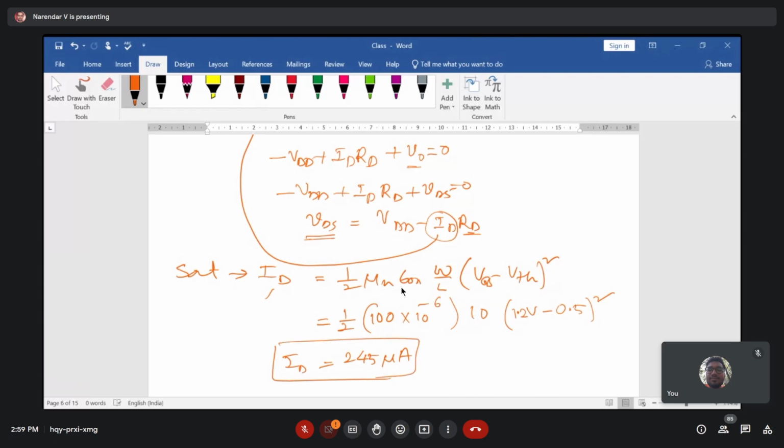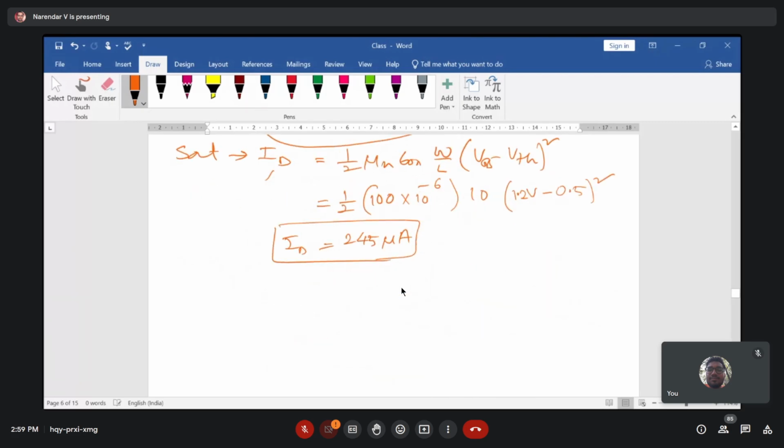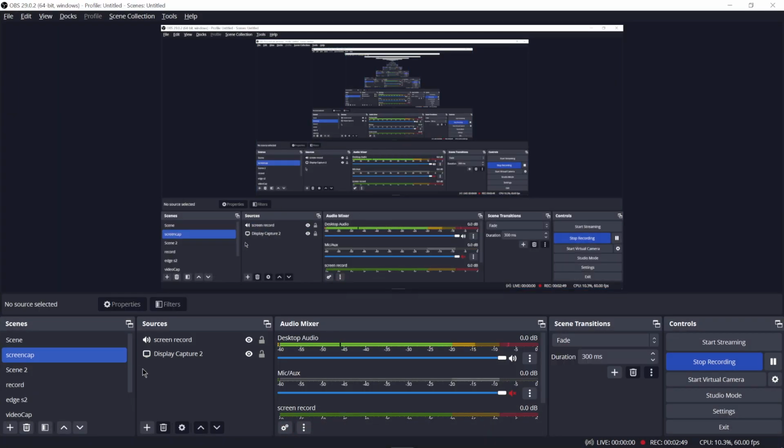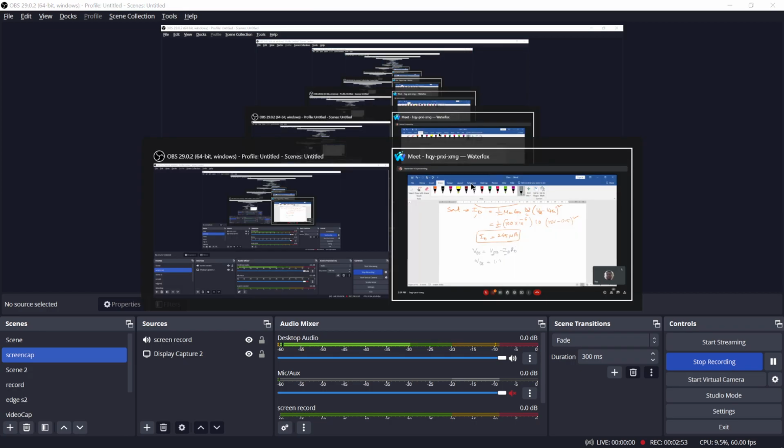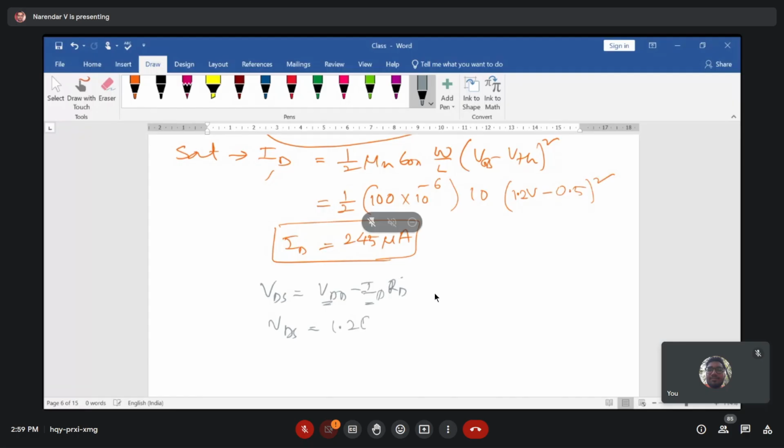Okay. Now this current is obtained, and what you have to do is calculate the VDS value, because in the VDS expression we have VDD minus ID times RD. So RD is available to us, VDD is available, and we have calculated ID also. Then take the VDS value. So VDS, you substitute all these values, then you will get the VDS value equal to 1.265 volts. So this is your VDS value.